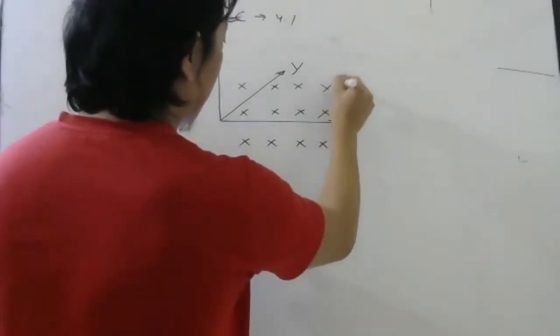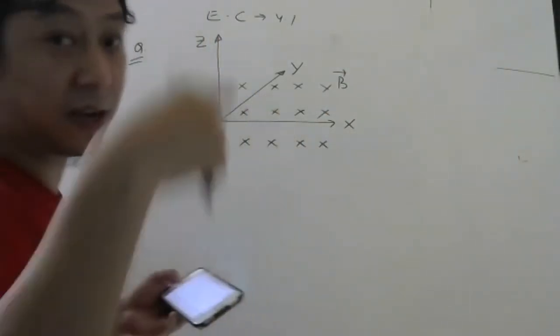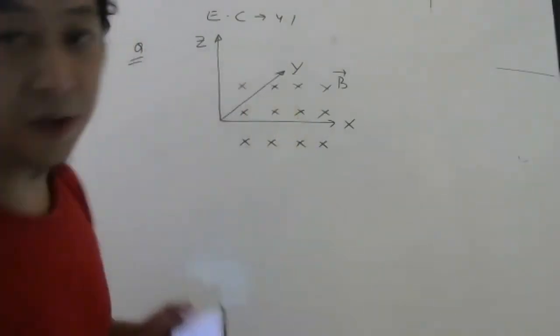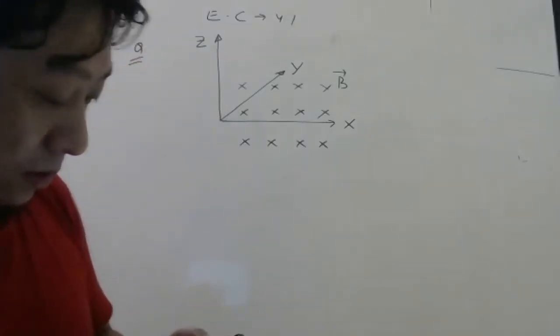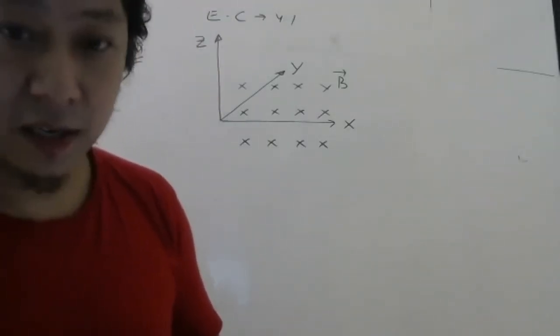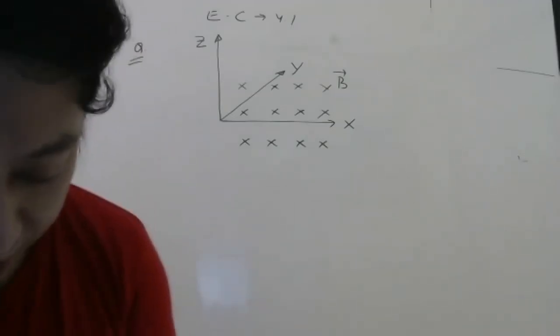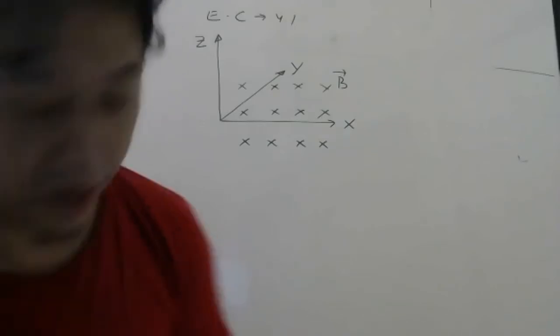Cross means where is the magnetic field? Cross means the magnetic field is inside the board, into the board, parallel to the y-axis. So what they are asking: the charged particle is moving along the positive x-axis. Which way would the Lorentz force be?